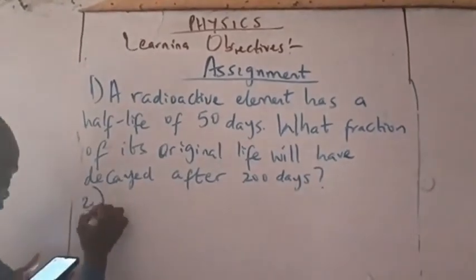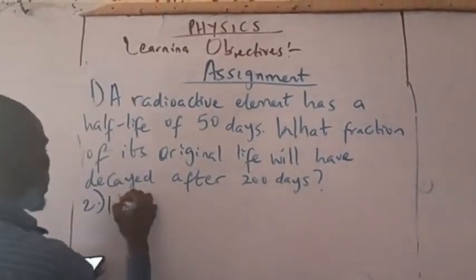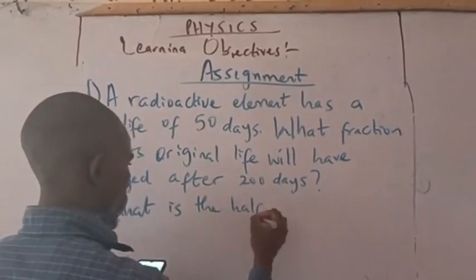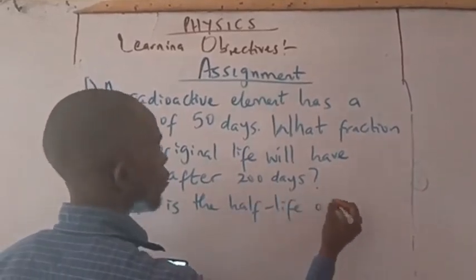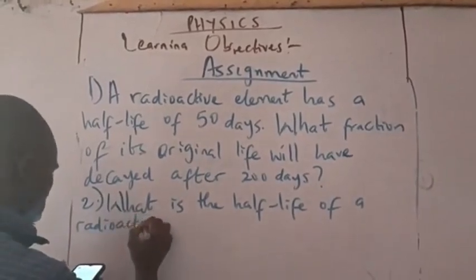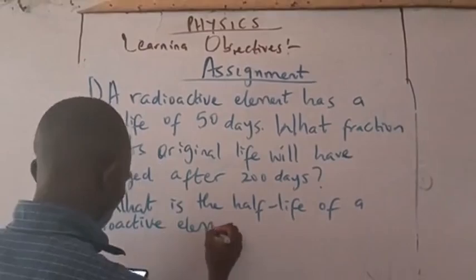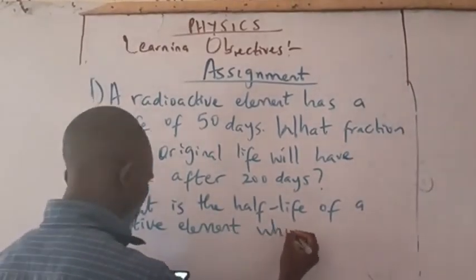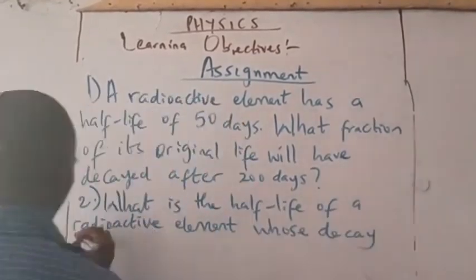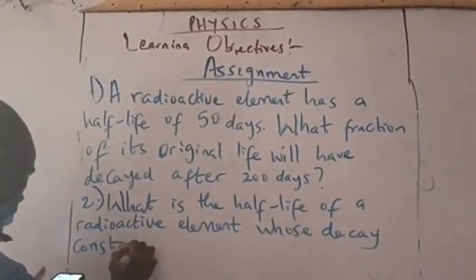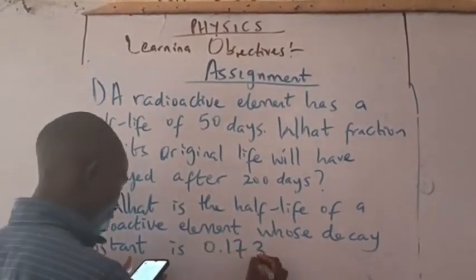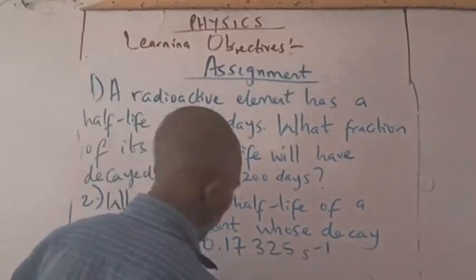Assignment 2. What is the half-life of a radioactive element whose decay constant is 0.17325 per second?